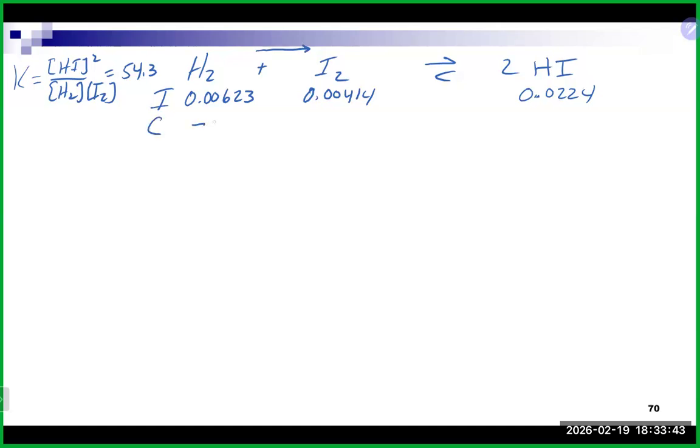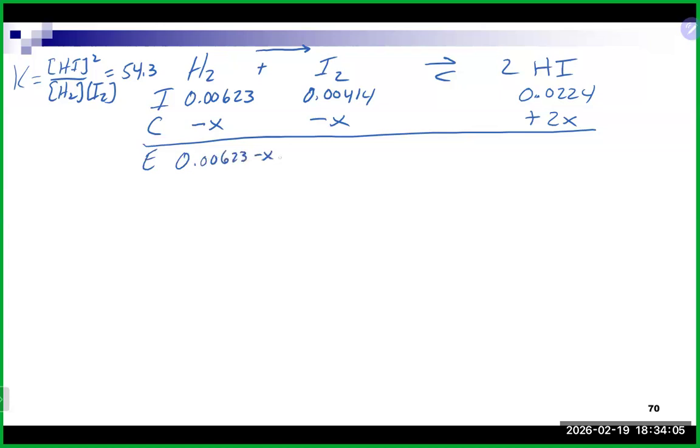So we're going to do our same change, minus x, minus x. A reminder that on the right-hand side, this is plus 2x. Sometimes at this point, people are so used to doing the minuses after a number that they automatically go minus 2x on the right-hand side. So just keep that in mind. We're going to drop that down: 0.00623 minus x, 0.00414 minus x, and 0.0224 plus 2x. Any questions on the table there?